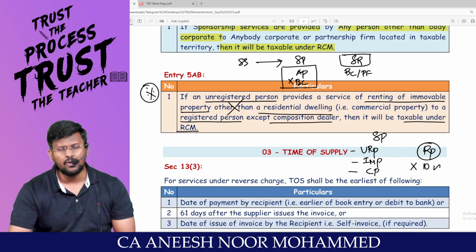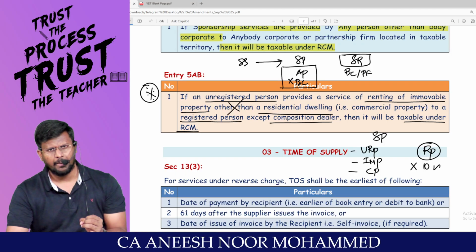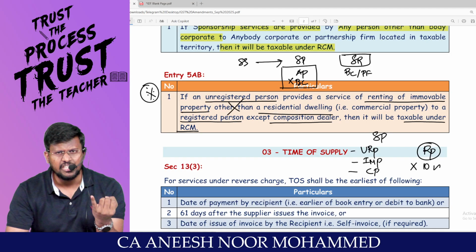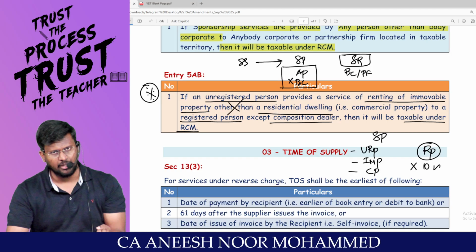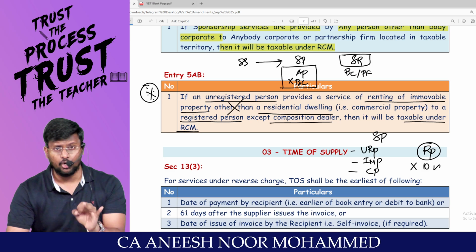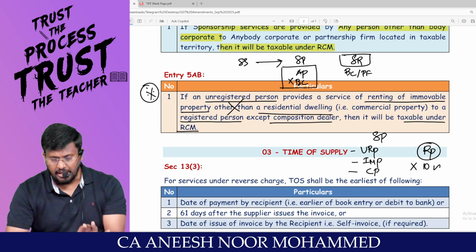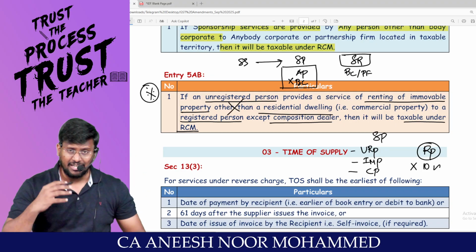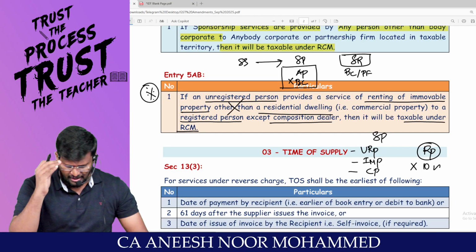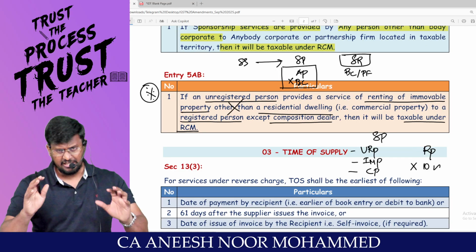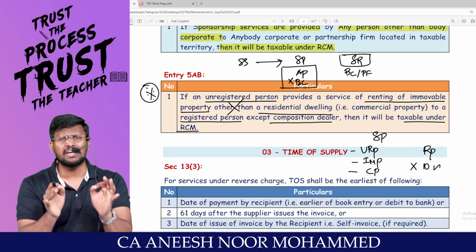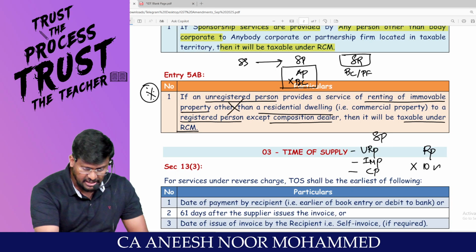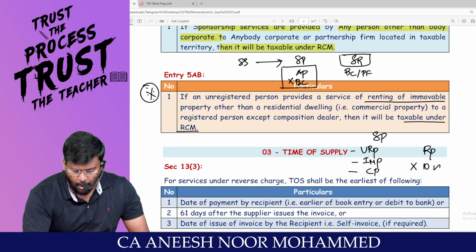Look, who is the service provider? Unregistered person, because then only RCM is applicable. What service is being provided? Renting of immovable property. What immovable property? Not the residential property, the commercial property. Okay, fine, all the things have been satisfied. Earlier, the condition was that if the recipient is a registered person, immediately RCM will be applicable. But now that recipient should be a registered person except composition dealer.